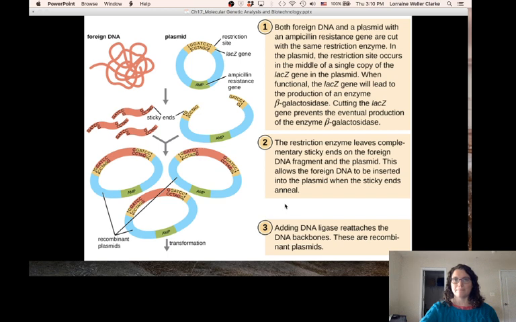All right. So again, here you go, sticky ends, etc. This is just another explanation. Cutting the lacZ gene prevents the eventual production of the enzyme that would be able to create that blue color. So this would tell you that you had a recombinant one.